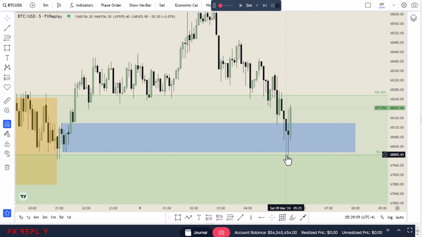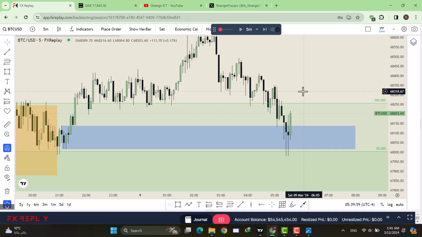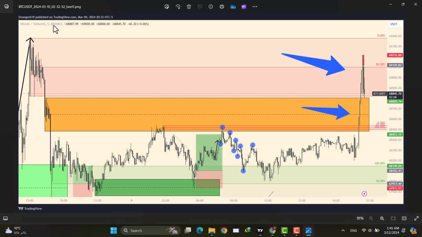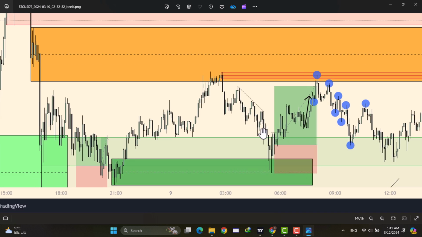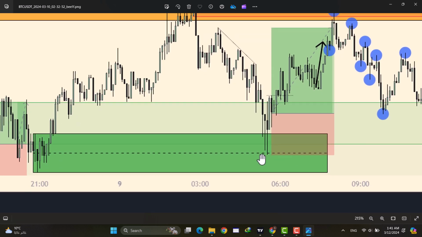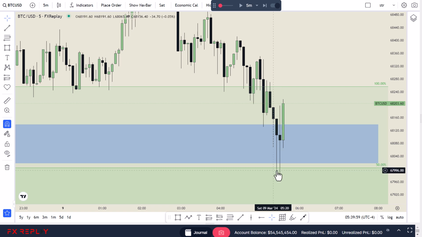Now, as you can see, price traded below this zone right here. As you can see, we traded below this unmitigated zone, but this is not the case. This is a backtesting platform. But if we go to the charting from Binance, as you can see here, price didn't trade below the zone. It tapped right into the 50% of it, right? So this is just a technical issue from FX Replay, all right?